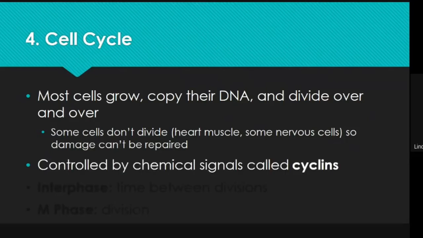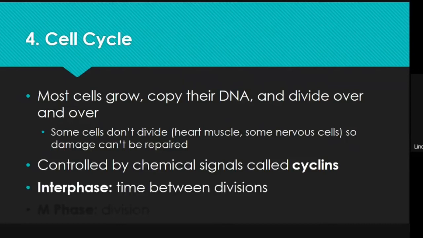The cell cycle is controlled by chemical signals called cyclins. So once the cell receives those at key points in the cell cycle, it tells it how to proceed. Cells that ignore chemical signals like cyclins can become cancerous. They just kind of divide at will, and that abnormal division can snowball into something much worse.